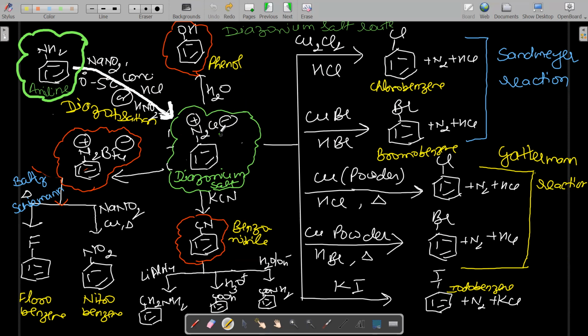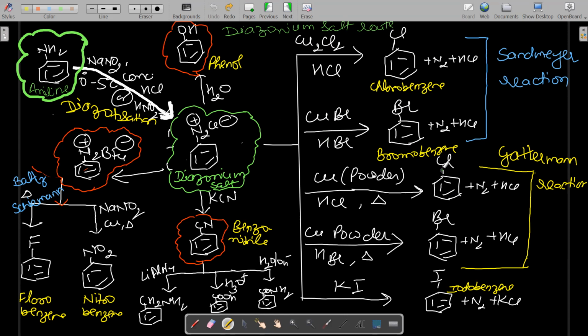So what are the reactions? You can see over here. When the diazonium salt reacts with cuprous chloride and HCl, it forms chlorobenzene, and with copper(I) bromide and HBr, it forms bromobenzene. So the diazonium salt directly converts into chlorobenzene or bromobenzene in the presence of CuCl or CuBr with HBr. These reactions are called the Sandmeyer reaction. So what is the Sandmeyer reaction? It is the conversion of the diazonium salt into chlorobenzene or bromobenzene in the presence of these reagents.